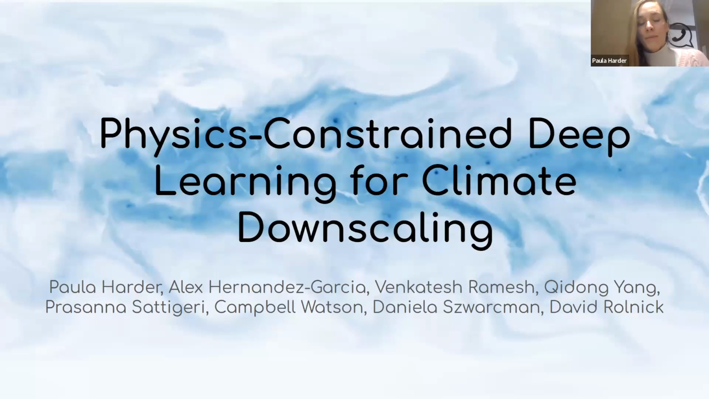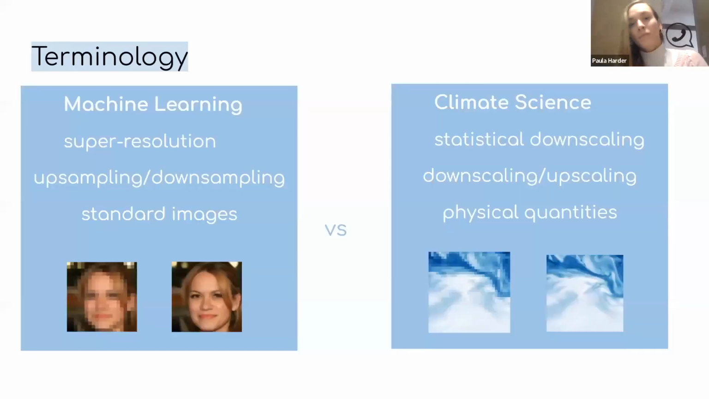For the first topic, the downscaling work, I just want to thank all my co-authors from IBM and Mila that helped me with that project. You probably heard about both things. In machine learning, we have the field of super resolution, and it's sometimes a little confusing because you talk about upsampling when increasing the resolution and downsampling when decreasing, whereas in climate science, it's downscaling for increasing and upscaling for decreasing. I will mostly use climate science terminology today.